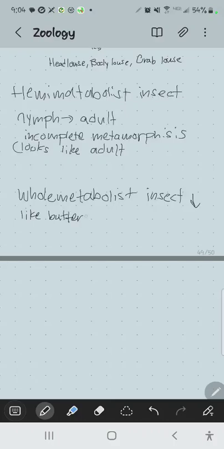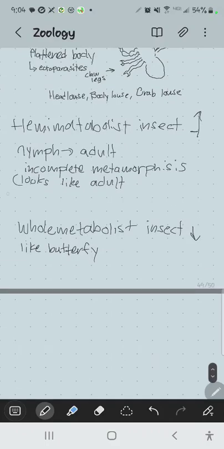I'm not going to ask it on a test, but I think it's interesting to note that there are two major different developmental pathways that occur in insects.